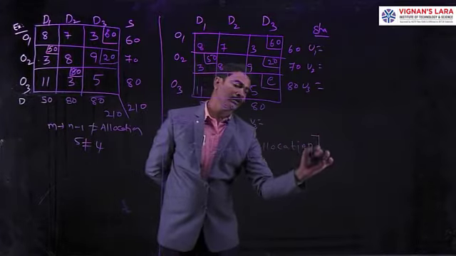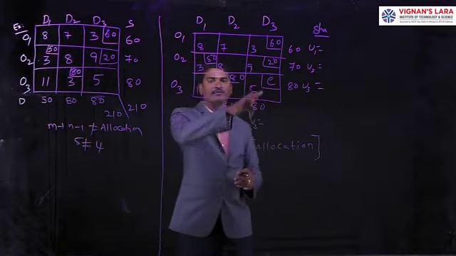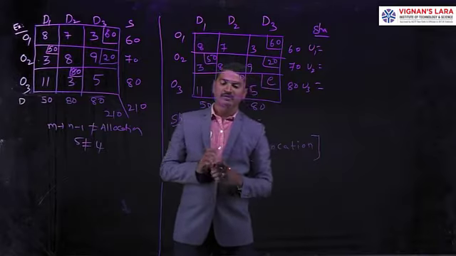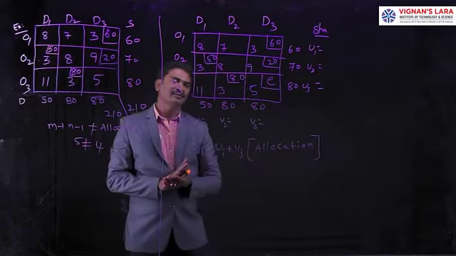Here, in total, how many allocations are there? Here we have 5 allocations. After resolving the degeneracy, we have 5 allocations. For these 5 allocations, we are going to calculate the shadow prices.